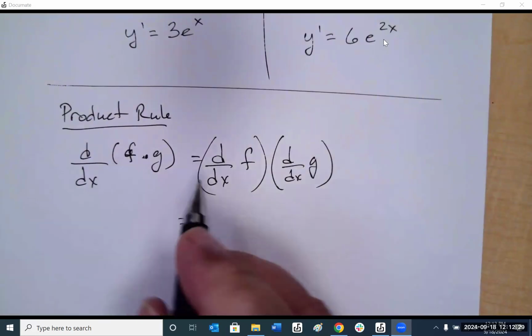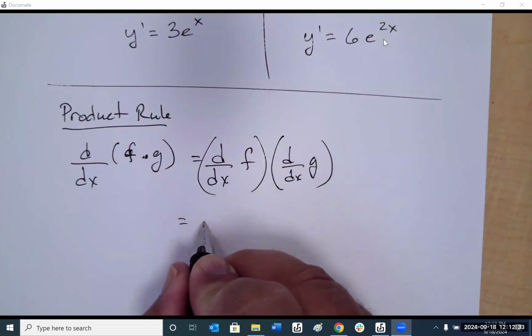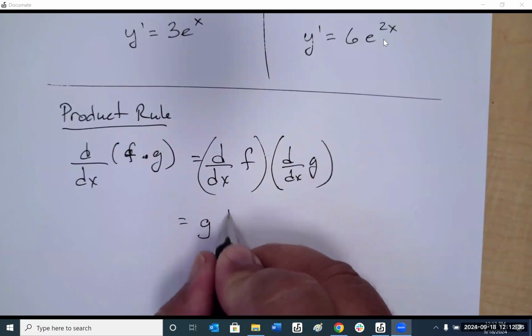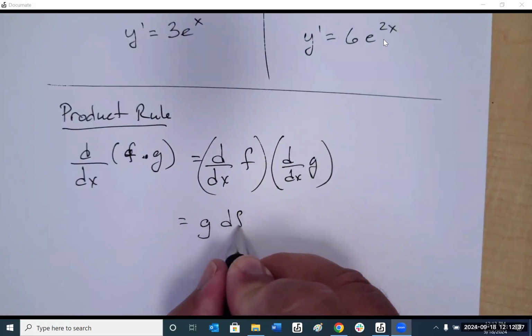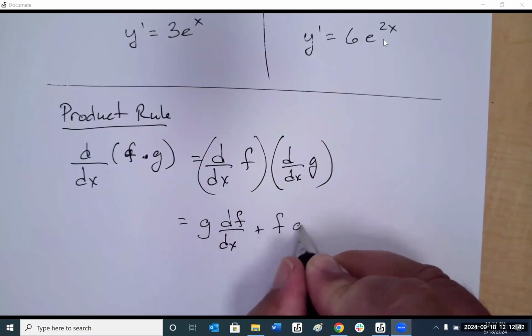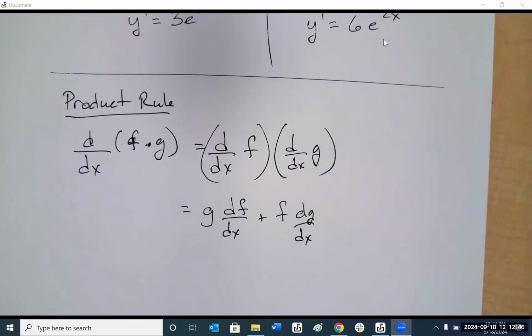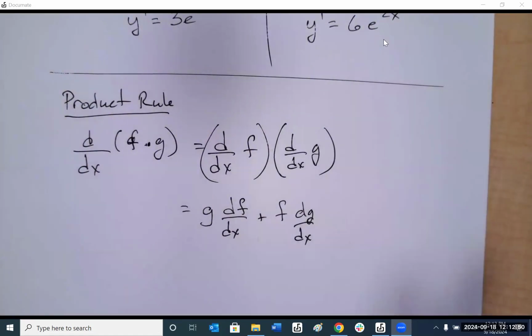Which is, because it's a product, g df plus f dg. This is the formal definition for it. Let me show you a shortcut.